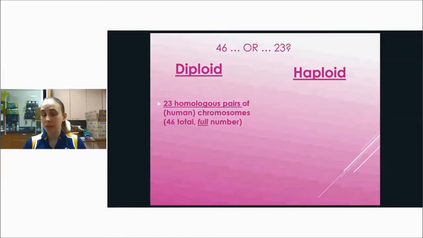So when we talk about diploid and haploid, it's 46 or 23. Diploid cells are cells that have the full number of chromosomes. So 46 full chromosomes if you're a human. It's different for different species. It's just a full number of chromosomes. You have 23 homologous pairs of human chromosomes. You get 23 pairs, so 23 times 2. You have one from mom, one from dad. So that makes 2 of chromosome number 1. And you have 2 of each of the chromosomes all the way through 23. One from mom, one from dad. That makes a diploid cell.